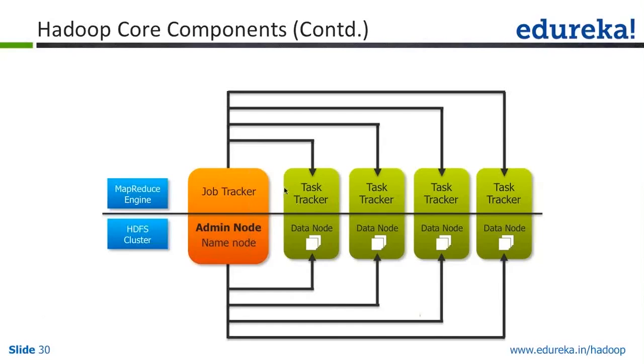The tracker runs on the data node. Data node will be on a machine and the tracker will be running on that node, okay. So job tracker is associated with the admin node and the task tracker is associated with the data node, okay. Is that clear to everyone? Just remember this much.